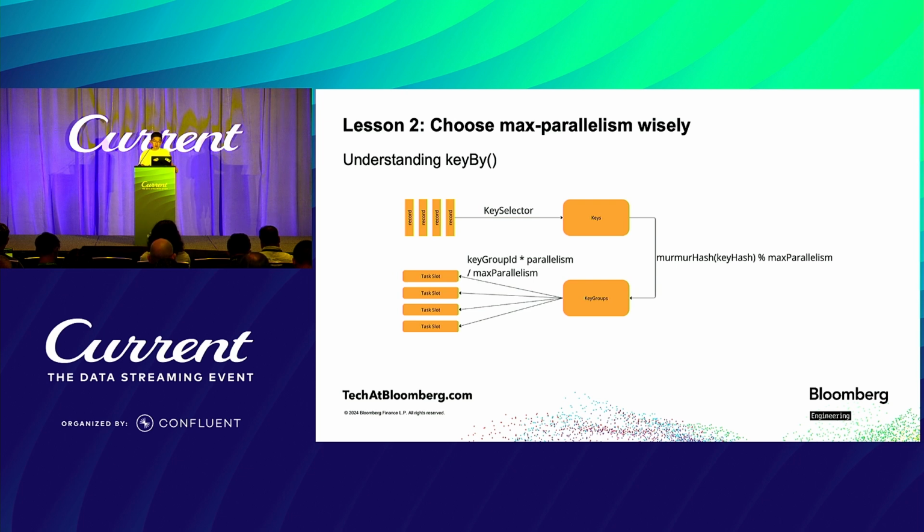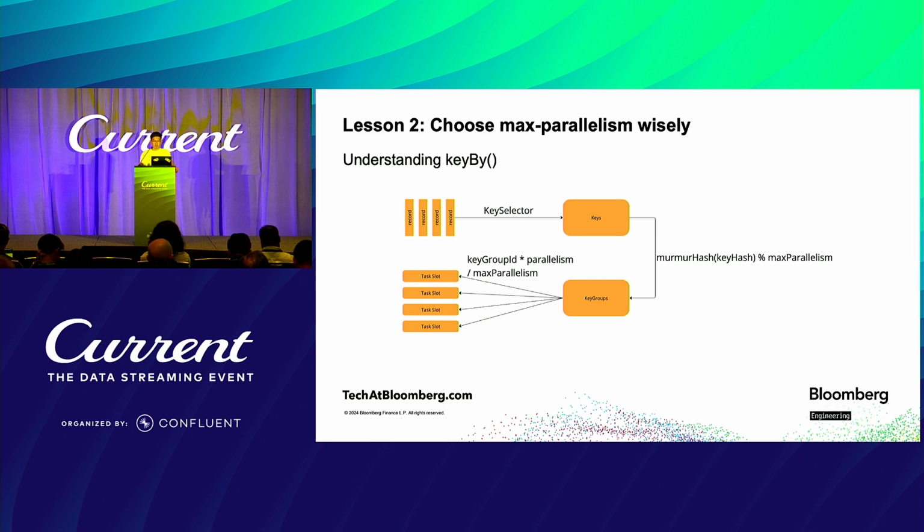Once we have all the different key groups, the next and final step is to assign these key groups to different task slots. Here, the number of task slots is going to be determined by the configured parallelism for that operator. For example, if our operator is configured to have a parallelism of 4, we will have 4 task slots here that can process records concurrently.